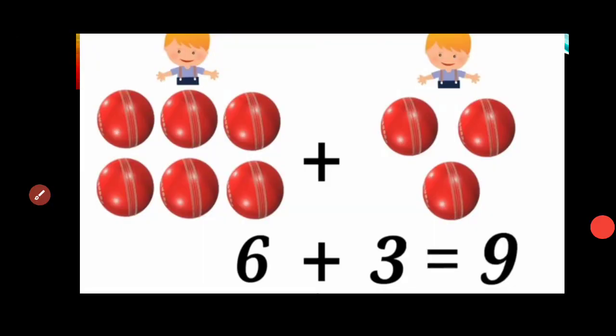Moving on. Here is another example. There are 2 boys and each of them has different number of balls with them. So we just have to count how many balls do they have in together. As I use the keyword in together, so we have to find out how many number of balls they have in together. So let's just count.